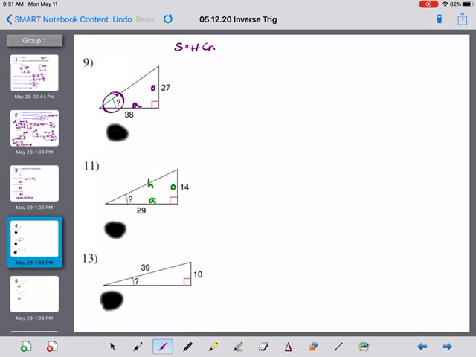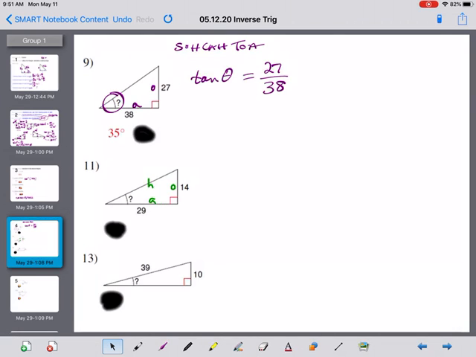Using SOHCAHTOA to remember which trig ratio is which, we're going to use tangent, right? So the tangent of the question mark, I'll use theta, equals opposite over adjacent, 27/38. We want to know what angle has that ratio 27/38. So inverse tan of 27/38 is about 35.4. This said round to the degree, but it's 35.39 if you round to the hundredth.